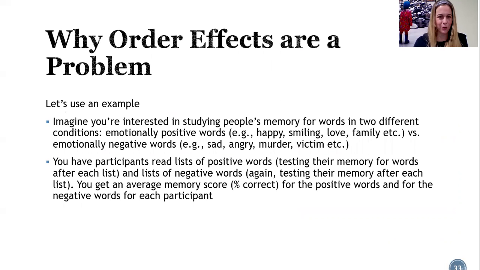What do I mean by the fact that order effects still exist and that counterbalancing doesn't eliminate them? What am I talking about? I'm going to give you another example. Hopefully I'm not confusing you with all of these examples.